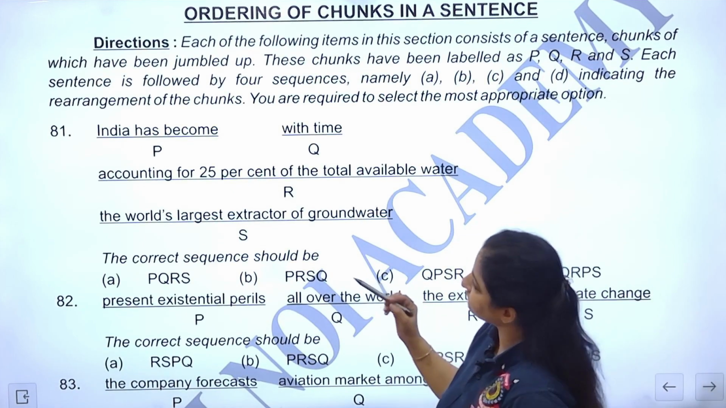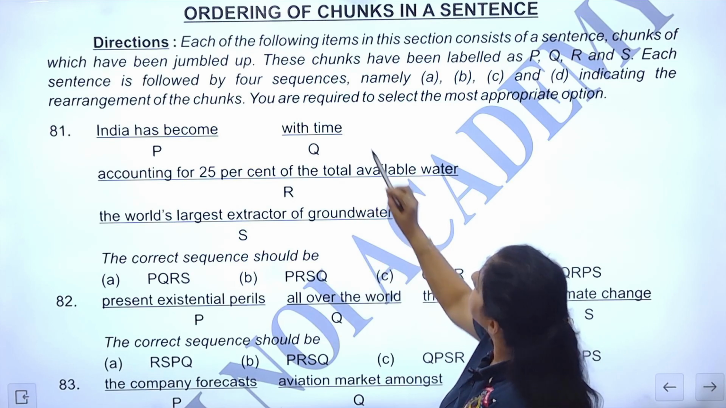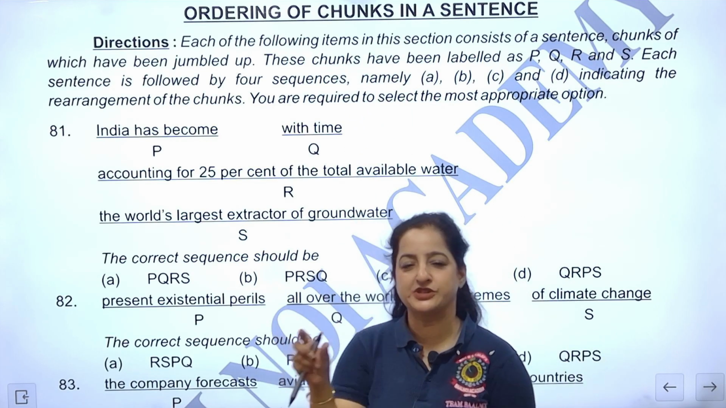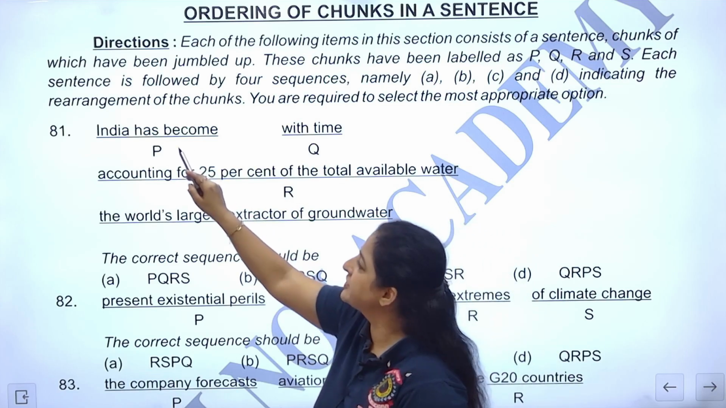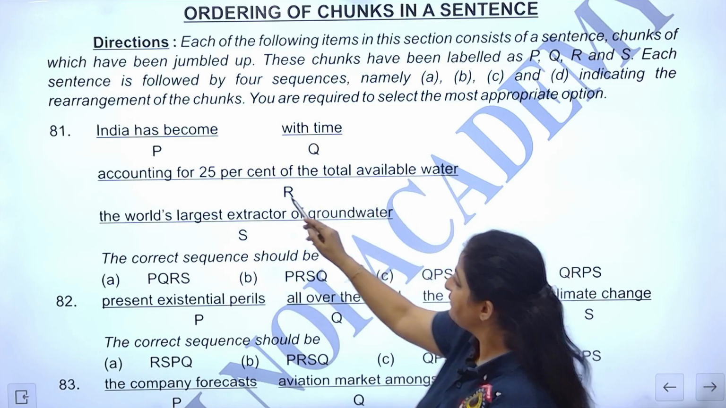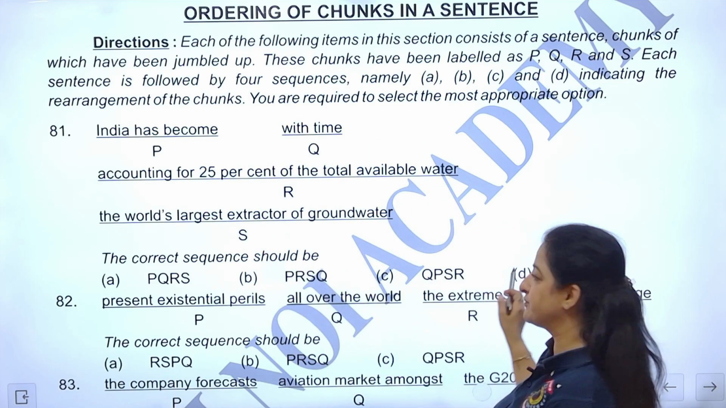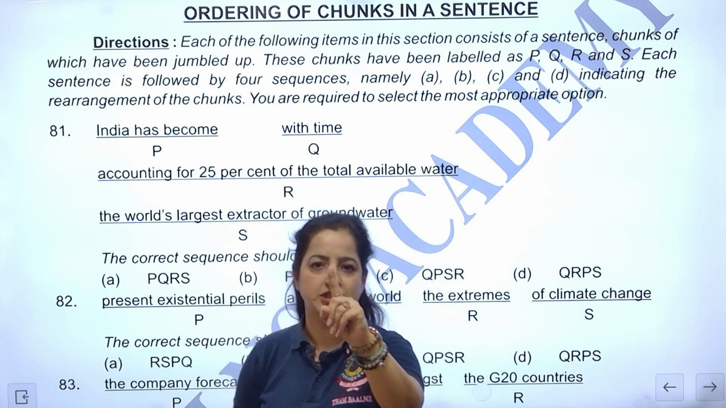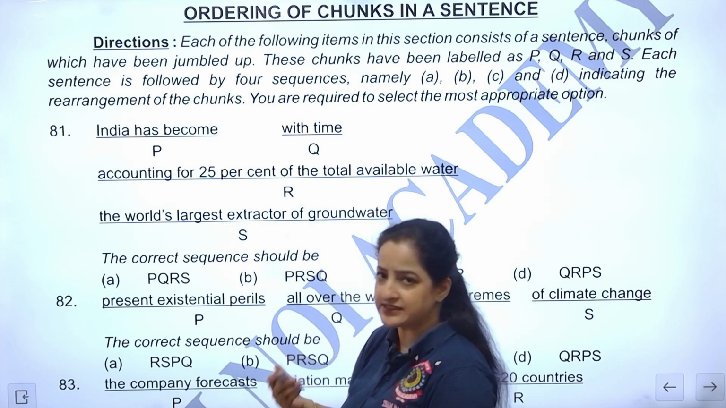Okay. First question. It's written ordering of chunks. What are chunks? Pieces. So one statement, if you can see, is divided into 4 fragments: P, Q, R, and S. And these are the 4 options. We need to rearrange them in such a manner that it forms one logical sentence. All right, so let's get going.